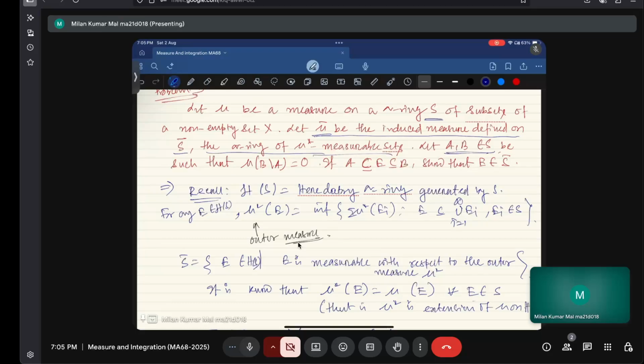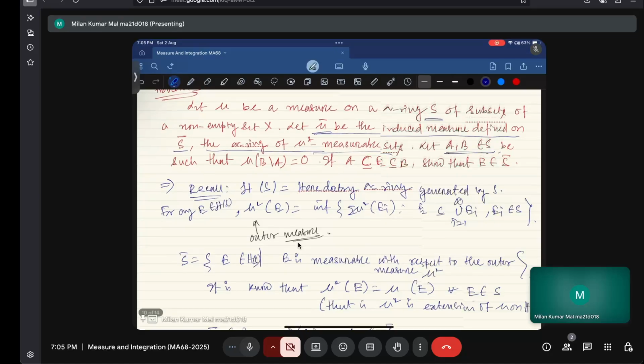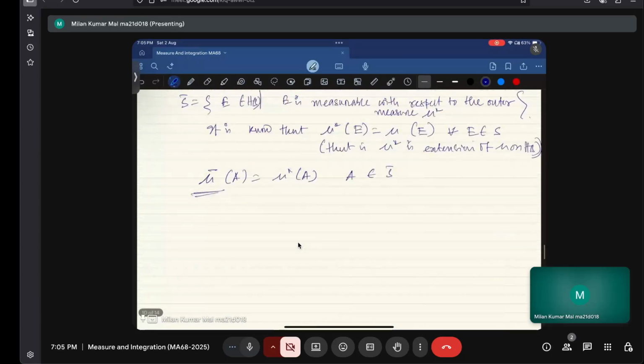Let A and B, two elements in S, be such that mu of B minus A is equal to 0. This is given. Now if A is a subset of E is a subset of B, then show that E is actually measurable. That is what I have to prove. So basically we have to prove that.